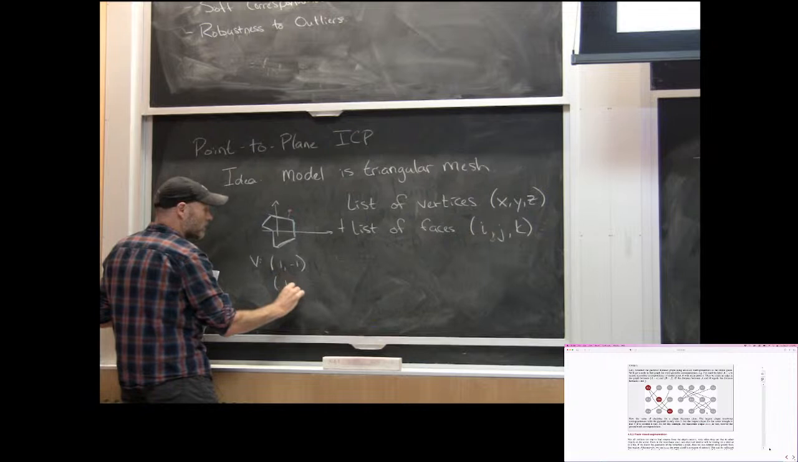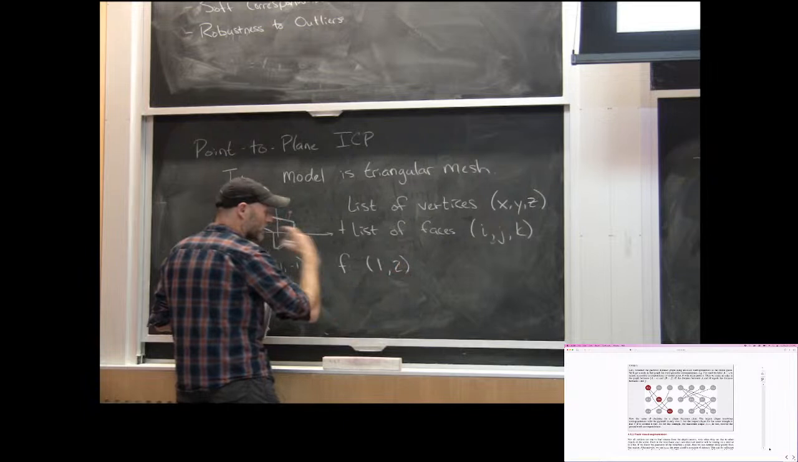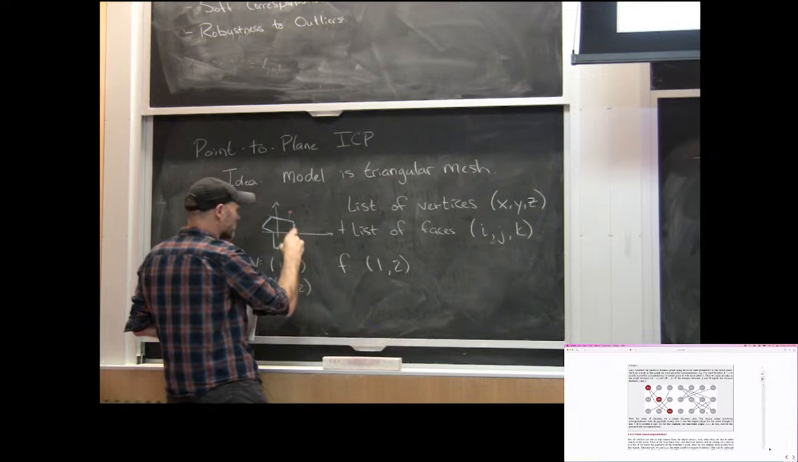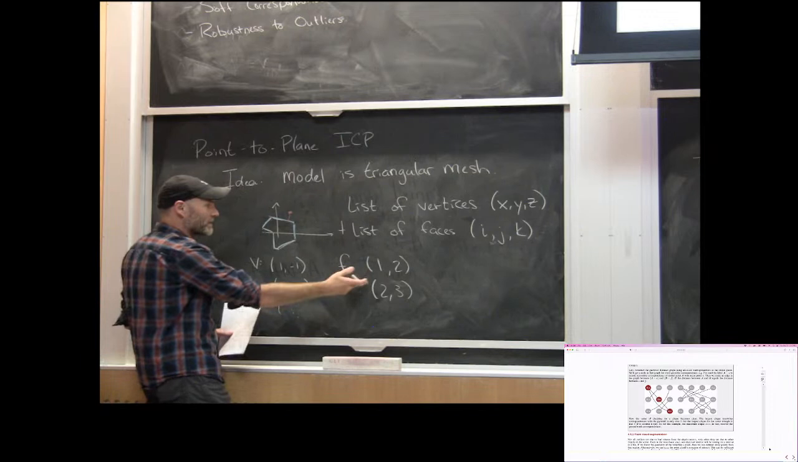It's going to have all these vertices listed, and then it's going to have a face saying that vertex 1 and vertex 2 are connected. In 3D, it would have three numbers, but in 2D, it's got two numbers, right? It's got another one that says vertex 2 and vertex 3 are connected. This is my list of faces. This is a perfectly reasonable format on disk. You'll find CAD formats that are basically just this, right? OBJs are basically just this.